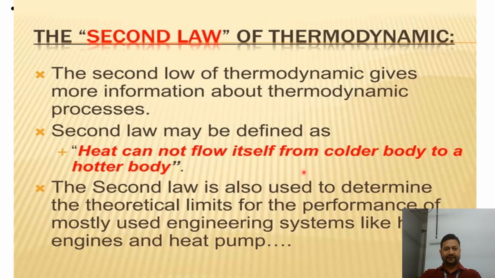Firstly I will define the second law. It gives information about thermodynamic processes. It may be defined as: heat cannot flow by itself from a cooler body to a hotter body. So the second law of thermodynamics basically gives you the direction of flow of heat. It is a qualitative law that gives you the feasibility of the process. Whether the process is actually possible or not is told only by the second law of thermodynamics.